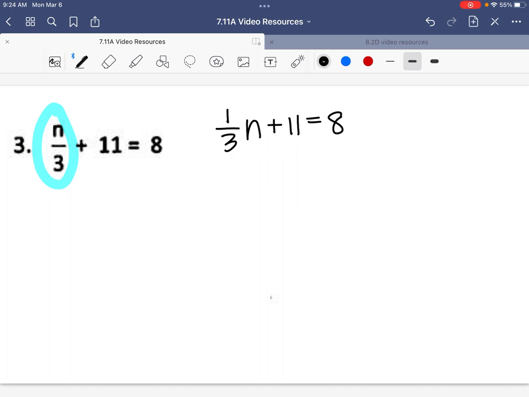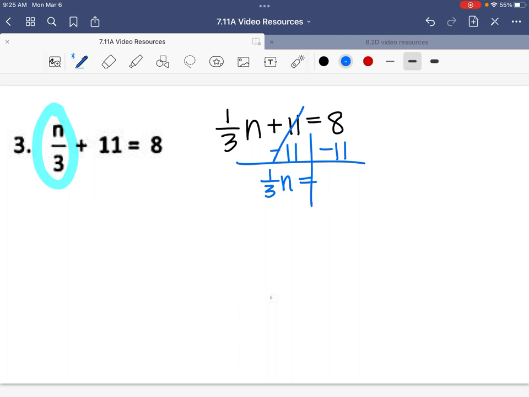First off, we need to move our units. And so the first thing I would do is say, hey, we got to subtract 11 on both sides. So my positive 11 and my negative 11 make 0. So I'm left with 1/3 of n is equal to, and now we have 8 minus 11.